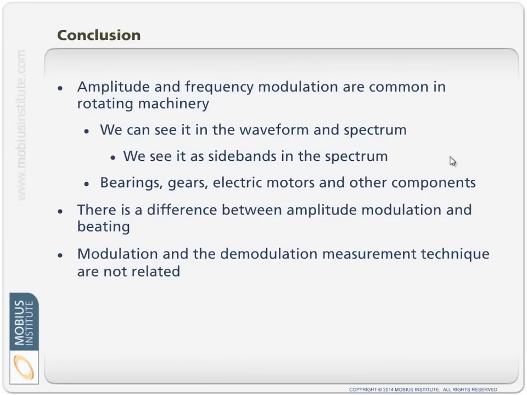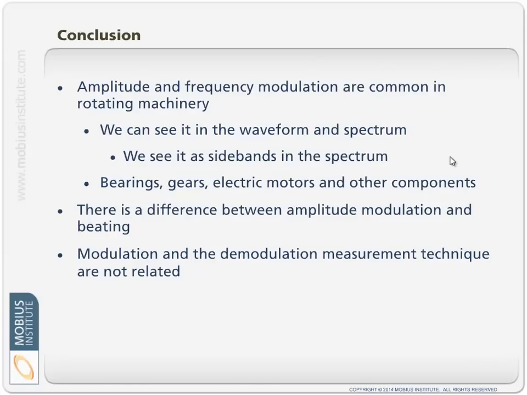Okay, so amplitude and frequency modulation are common in rotating machinery. We can see the results of particularly amplitude modulation in the waveform, and in the spectrum we can see amplitude and frequency modulation quite clearly. In the case of the spectrum, we see it in terms of the sidebands, and we can look at how many sidebands and the relative amplitude of the sidebands and how they change over time. With rolling element bearings, gears, electric motors, and other components, we can see amplitude modulation occur because there's a rise and fall in the amplitude of a certain source of vibration.